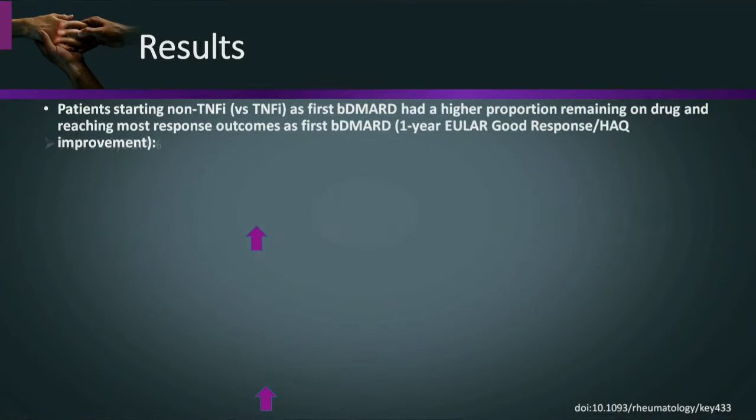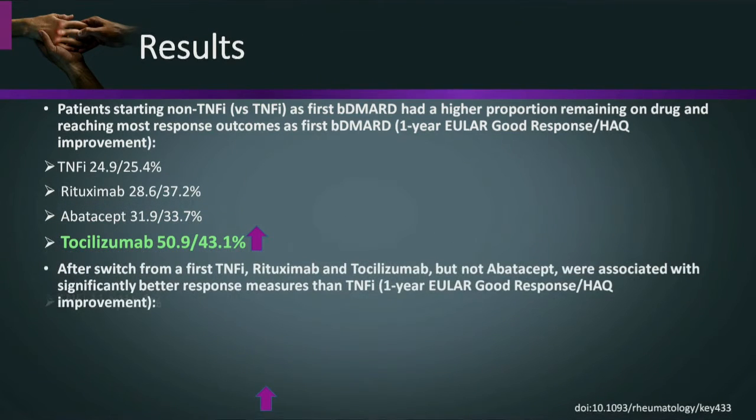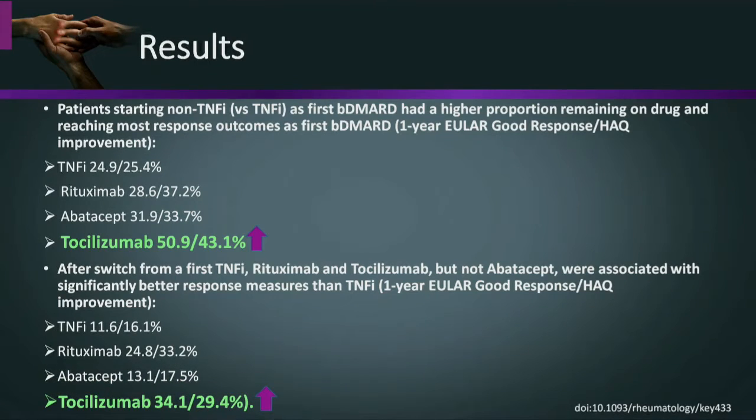Now let us talk about the things that we should pay attention to, which is the result when you are prescribing the medication. Now, if we talk about the first line management, first biologics, which one would you choose? If you see here, the patient who's starting non-anti-TNF versus TNF agents as first biological therapy had higher proportion of remaining on the drug. That means higher proportion of patients achieving the endpoint of this study. Look here to the 1 year EULAR good response and HAQ.